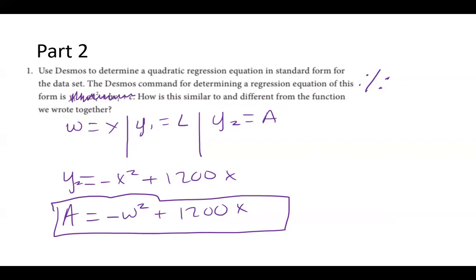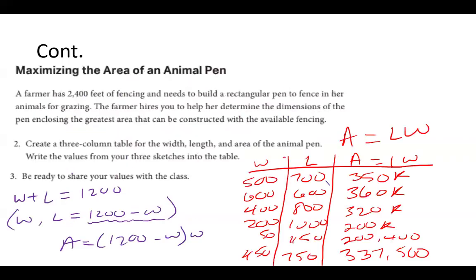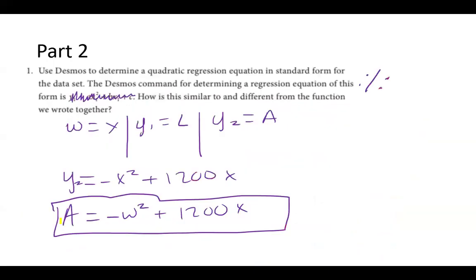Okay. Now, do you guys remember where we wrote ours? Without using the calculator, using just our knowledge of perimeter and area. If I was to distribute, would I get that same answer? Yeah. 1200 times W is 1200 W. W times W is W squared. And when I come down to, I would get the exact same.